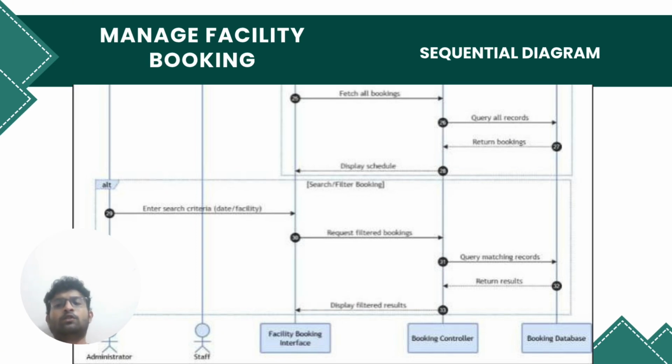So the conclusion. In conclusion, the sequence diagram shows how all components work together to manage facility booking efficiently. The administrator and staff initiate all booking operations through the facility booking interface. The booking controller processes and validates every request before communicating with the booking database. The booking database stores and manages all booking records and returns the required information. Finally, the results are displayed back to the user through the interface, ensuring that every booking process is completed accurately and efficiently. So that's all from me.